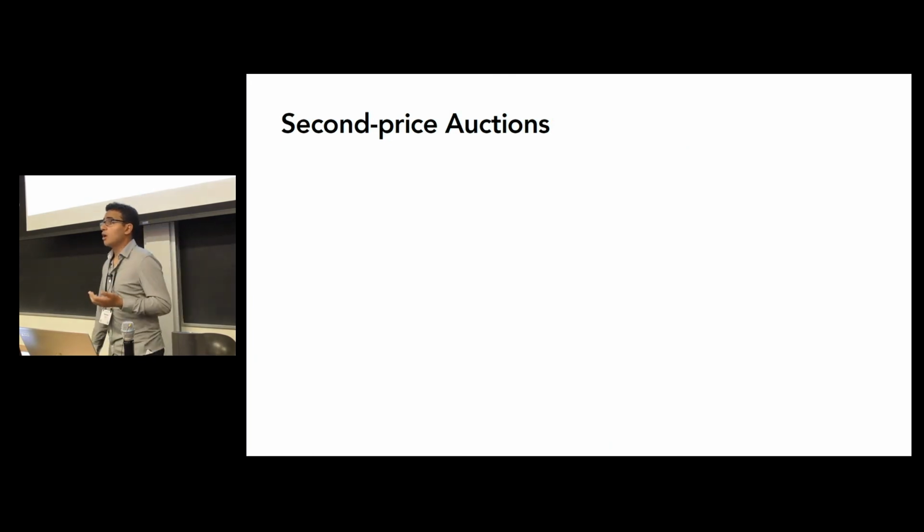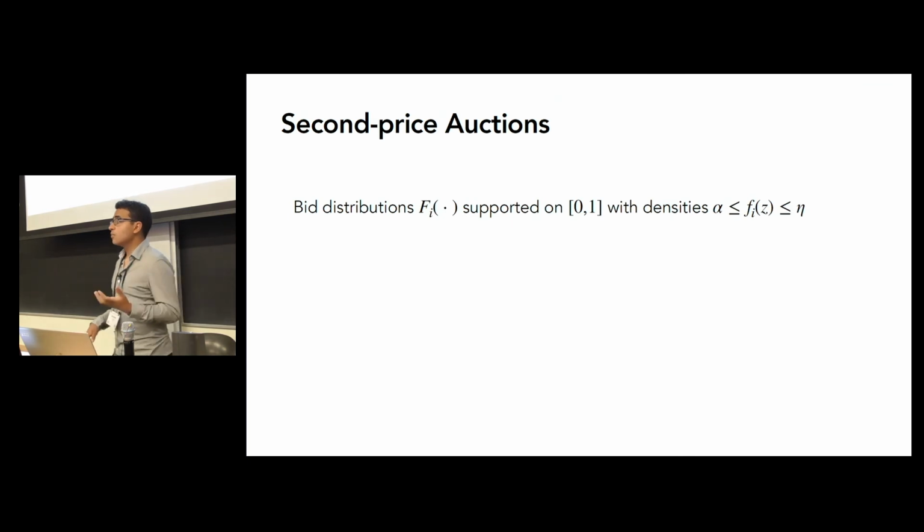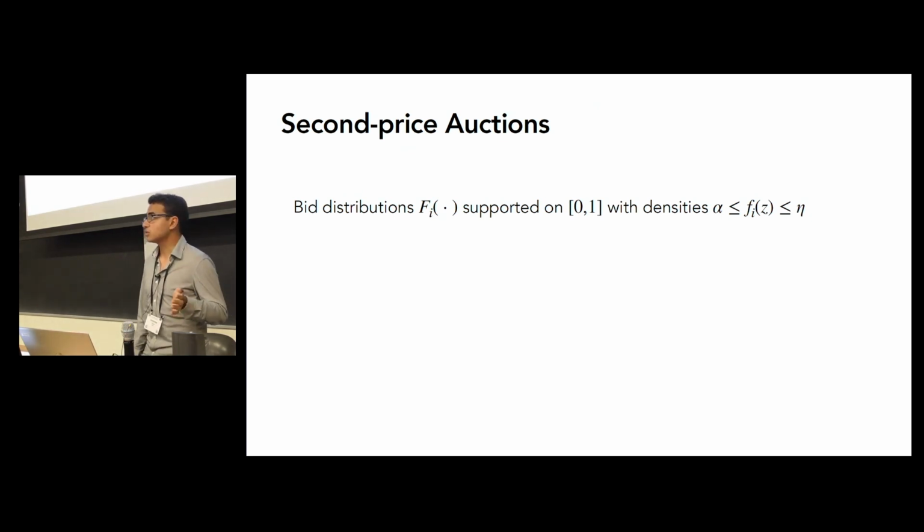OK, the last result I want to talk about is moving to the second price case. So for the second price case, again, we have a very similar setup to the first price case. We don't want to make any parametric assumptions. We have a bunch of arbitrary distributions Fi over the interval 0, 1. And we're going to make the extra assumption that the densities of these distributions are both upper and lower bounded by some constants.